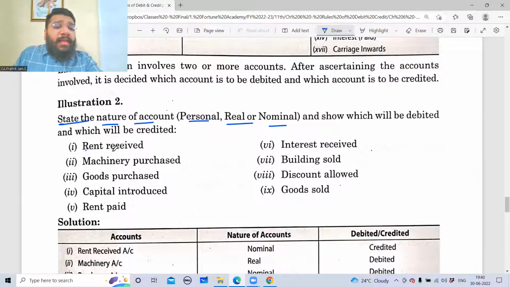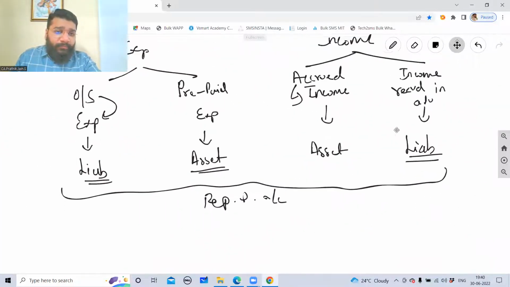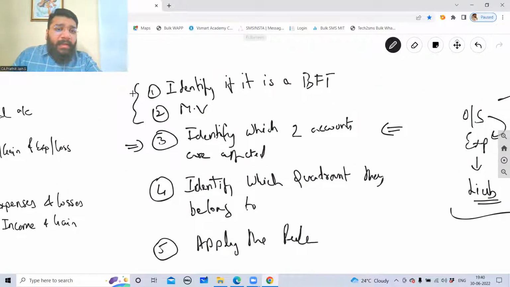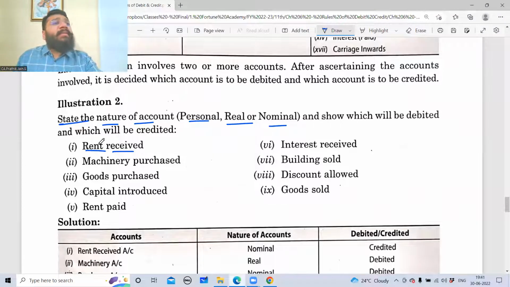Okay? First option is rent received. Rent received is a transaction. So first it has to be a business financial transaction. Second, it has to be measured in terms of money. So rent received, nothing is mentioned, so it is from the business point of view. And obviously rent comes with a value. So identify how many accounts are affected here. One is rent account. Rent received, they have not mentioned whether received in cash or cheque. In the absence of information, we always presume that money is received in cash. So rent account and cash account, two are affected.